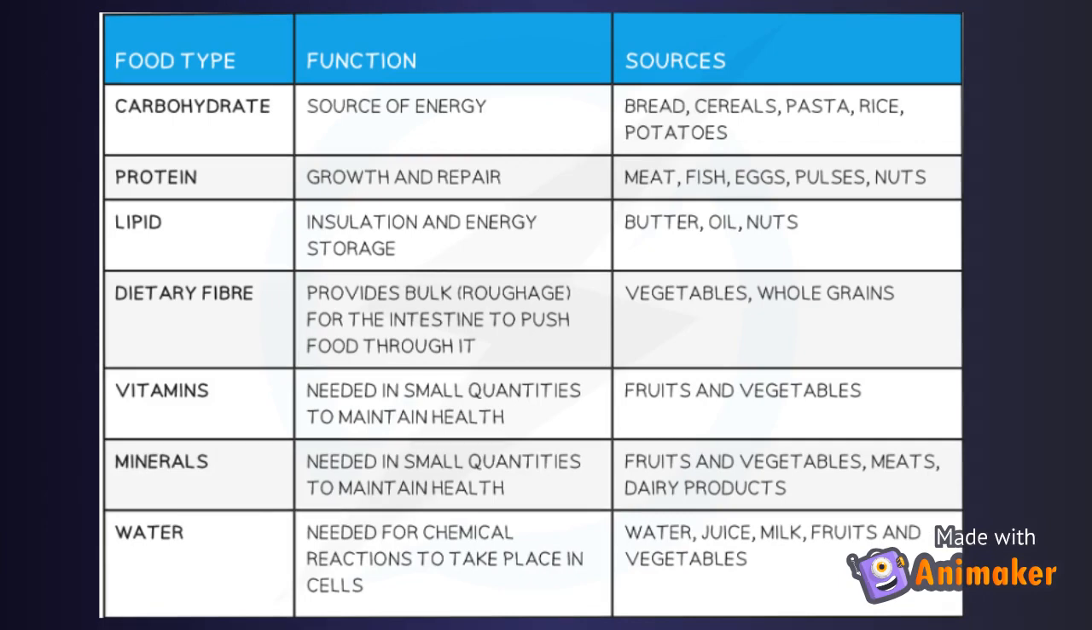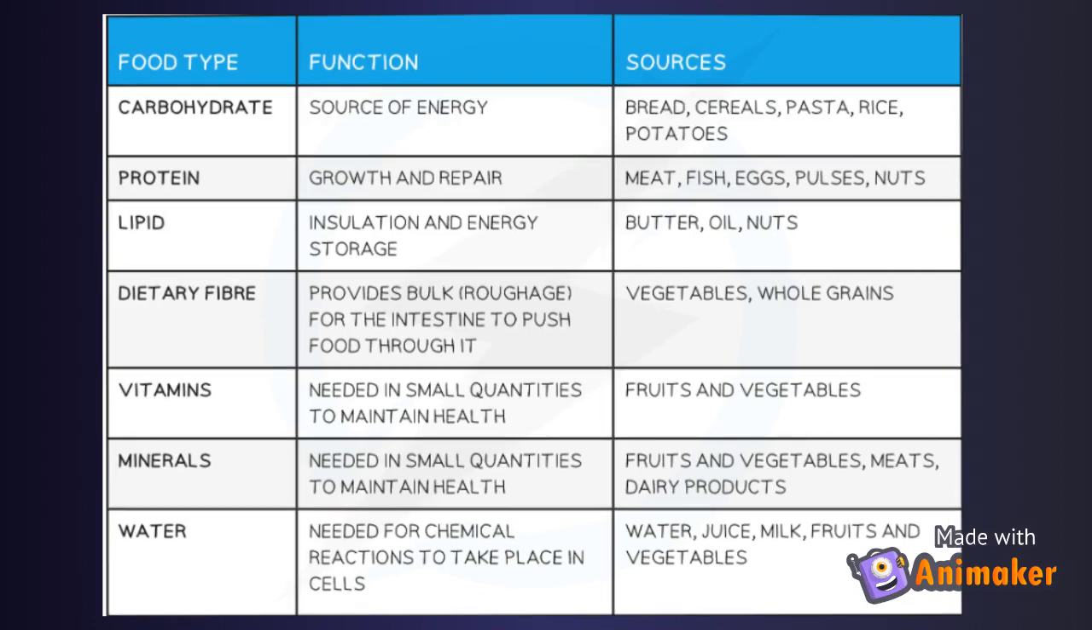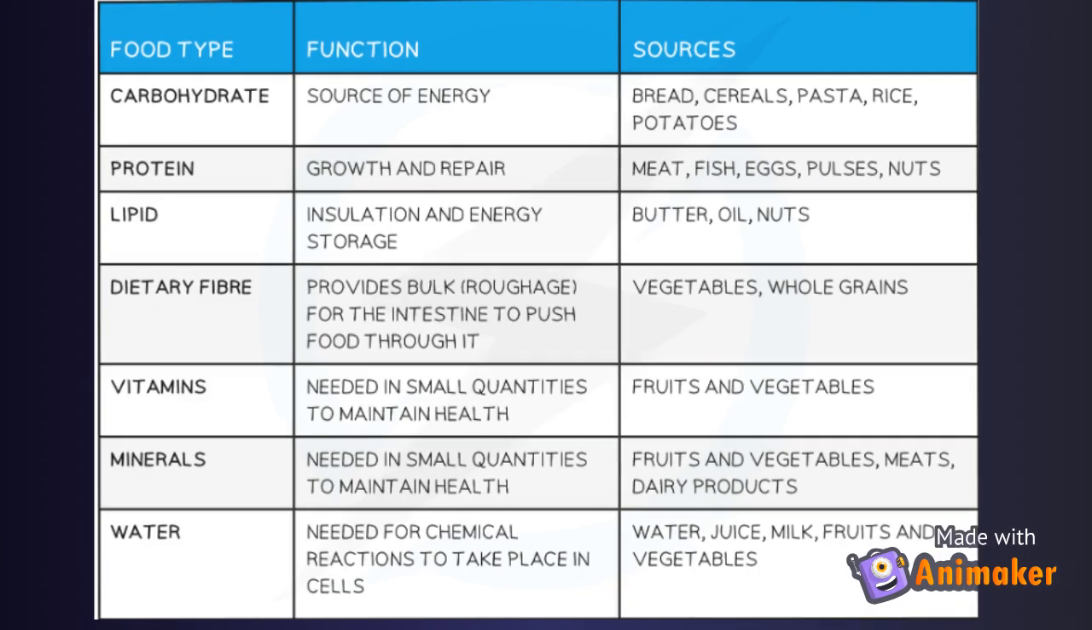The seventh food type is water. Water is needed for chemical reactions to take place in cells. If there is no water, there won't be any chemical reactions taking place in the cells. The sources are water, juice, milk, fruits, and vegetables. Now there are four types of vitamins and minerals, and I'll be explaining the function of each.